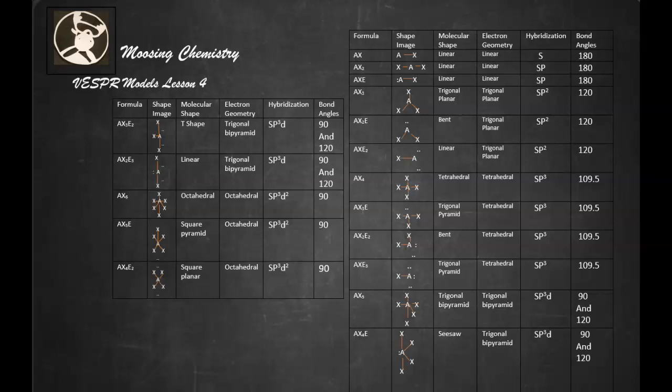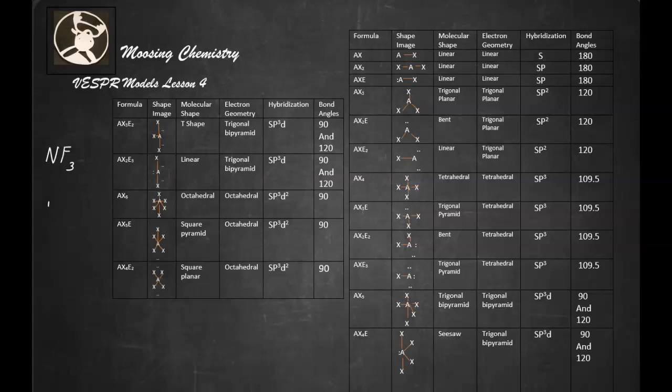This is VSEPR Models Lesson 4. We're going to look at the compound NF3. Okay, so now what we wanted to do is determine what is its best model.